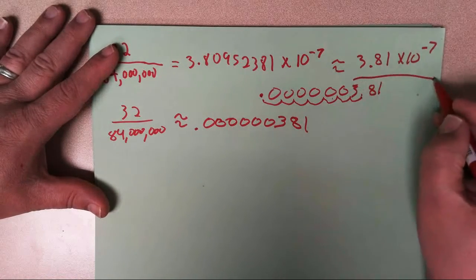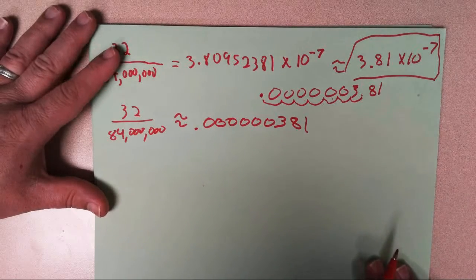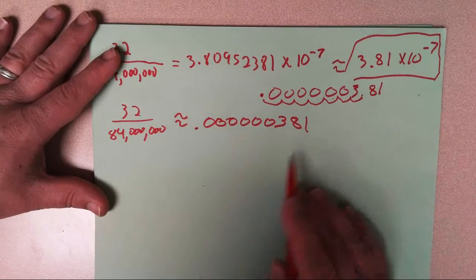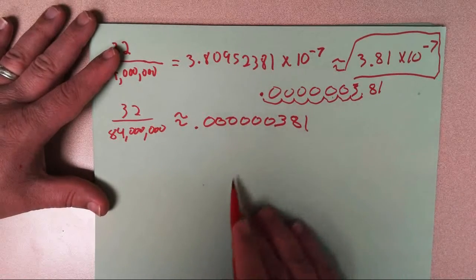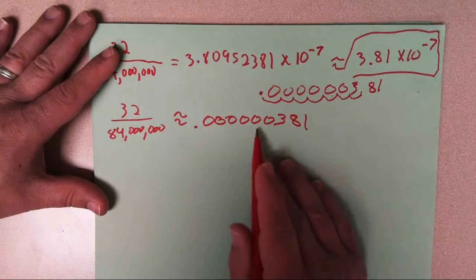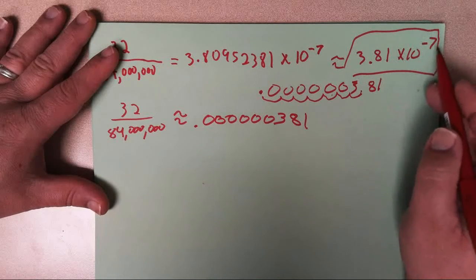But oftentimes when it's that small, it helps to do scientific notation. Okay, and the reason for that is because when they're this small and you have a bunch of numbers, it's hard to compare them. You got to know how many zeros are in each one. But when the numbers are written like this, you can compare this exponent.